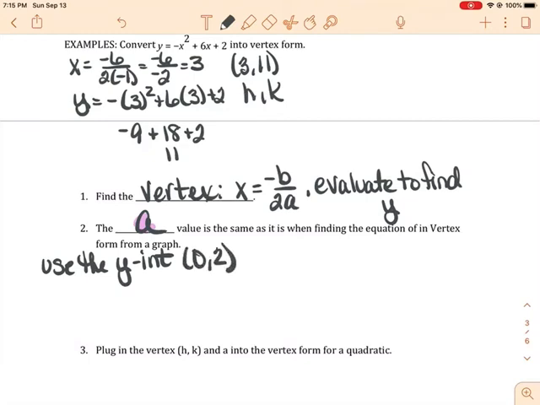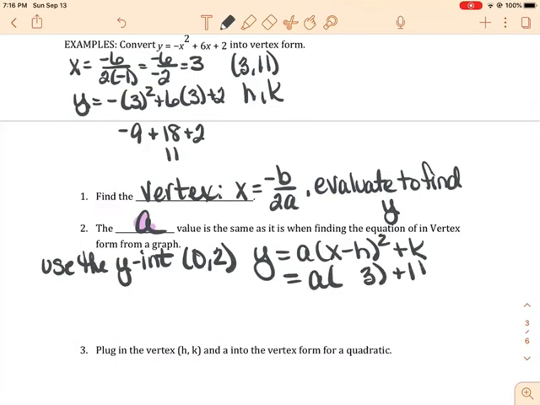Okay? So I'm going to take my H and my K, the 3 and 11, and put them in for H and K. So I'm using this form. I'm putting in the H, which is 3, and the K, which is 11. I'm going to put in 0 for X, because that's the X coordinate of the y-intercept. And I'm going to put 2 in for Y.